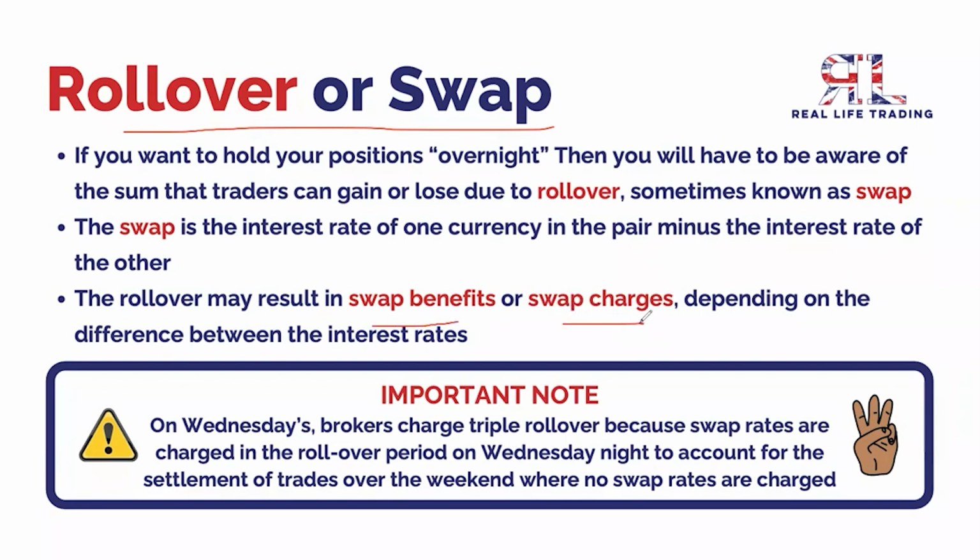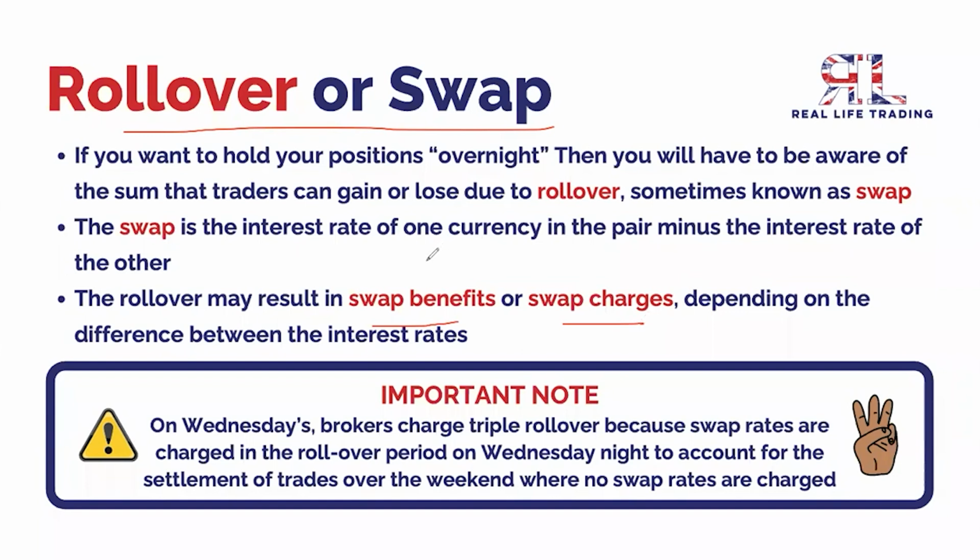It means if you are going long in a position, so you think your base currency is going to go up against your quote currency, but also your quote currency's interest rate outweighs your base currency's, then you will get a swap benefit because you're going long and the interest rate of your base currency is not as much as your quote currency.